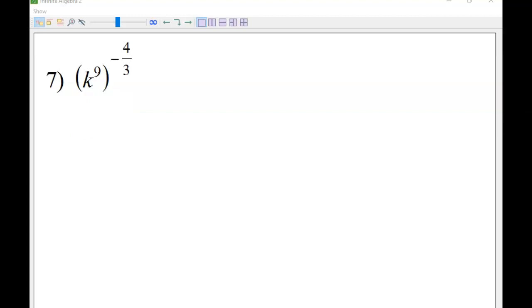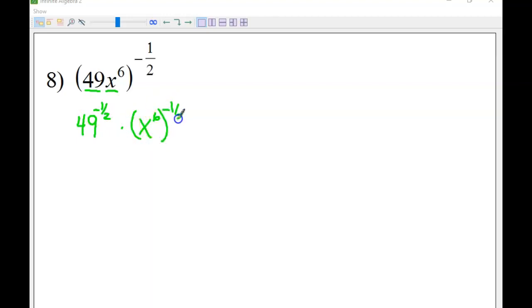Let's go ahead and check out another. This guy here. Since there's a number and a variable, we're going to treat them separately. We're going to do 49 to the negative half power, and we're going to do x to the 6th to the negative half power. Okay. So first of all, let's go ahead and do the letter one. 6 over 1 times 1 over 2 is going to be, for the negative, negative 6 over 2, which is negative 3, which is 1 over x to the 3rd power.